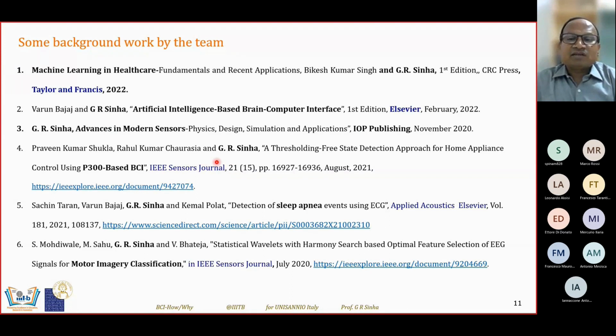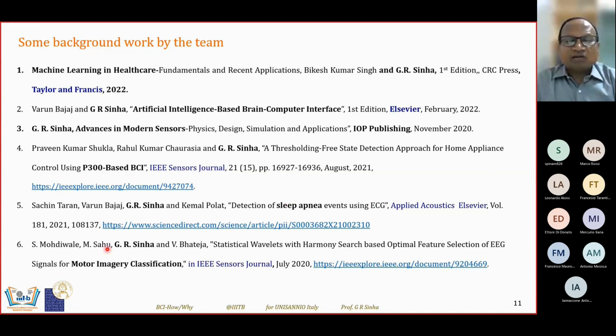In IEEE Sensors Journal, there was a paper, a thresholding-free state detection approach for home appliance control using P300-based BCI. This P300-based BCI is an important type of BCI. Let us not discuss it now. We will discuss what P300 is in detail in coming lectures. There was another paper in 2021 on detection of sleep apnea, another sleep-related problem, using ECG signal, probably EEG signal. Based on biomedical signals, we studied how we can detect sleep apnea.